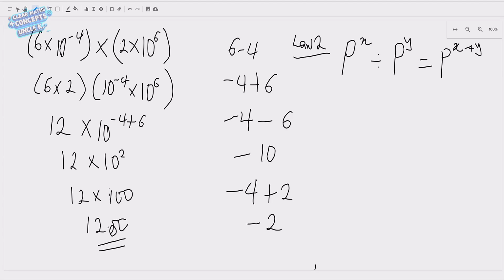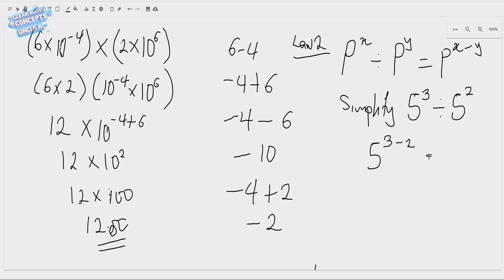So let's just go straight to the example. You have to simplify 5 raised to power 3 divided by 5 raised to power 2. Now this will just be straight away, since they are the same base. So you put 3, division will become what? Minus, and then you have 2. So this will give you 5 raised to power 1, which equals 5.